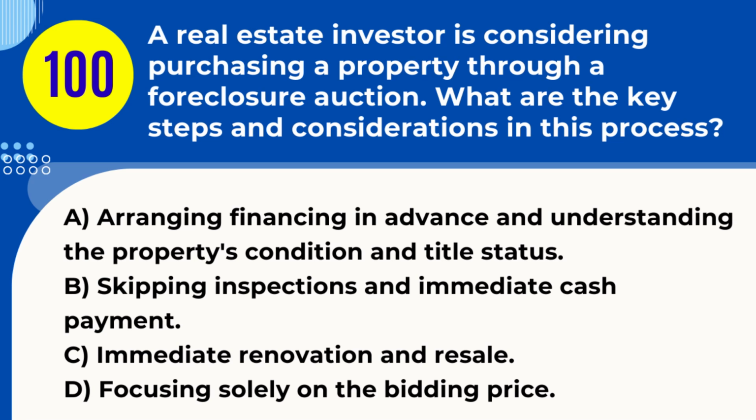A. Arranging financing in advance and understanding the property's condition and title status. B. Skipping inspections and immediate cash payment. C. Immediate renovation and resale. D. Focusing solely on the bidding price. Answer. A. Arranging financing in advance and understanding the property's condition and title status. Explanation. When buying a property at a foreclosure auction, it's important to secure financing beforehand and research the property's condition and title to avoid unforeseen complications.